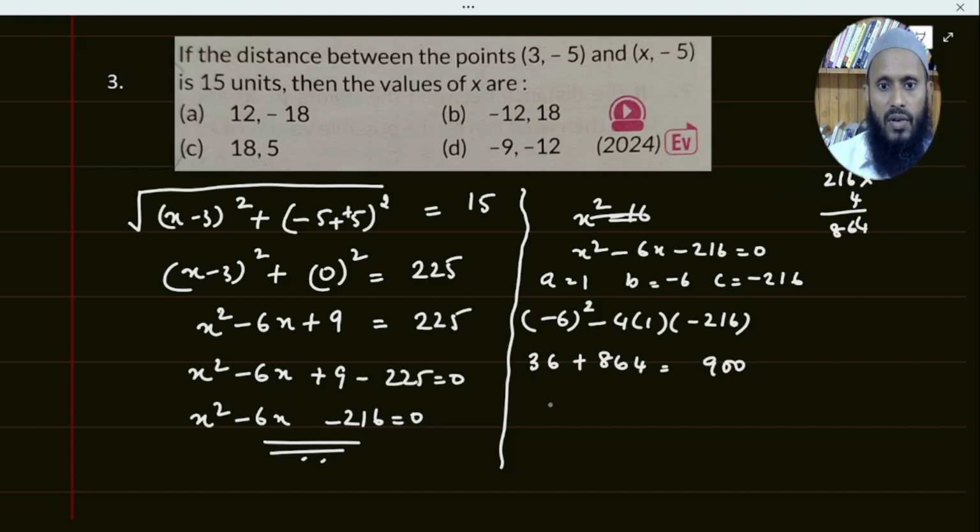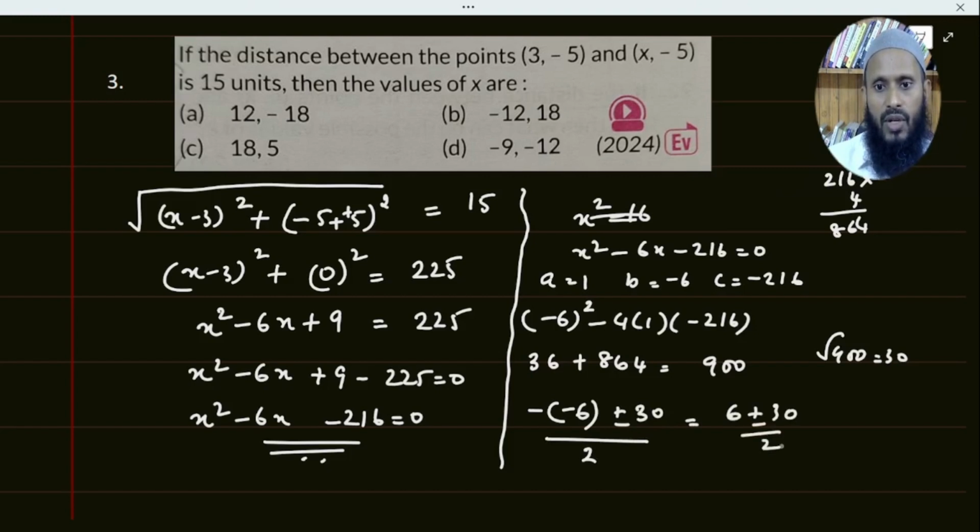So I'll write the solution using the quadratic formula: minus b plus or minus square root of b square minus 4ac, divided by 2a. b is minus 6, so minus of minus 6 plus or minus square root of 900, which is 30, divided by 2a, which is 2. Now this is equal to 6 plus or minus 30 by 2. This is equal to 36 by 2 or minus 24 by 2, which is equal to 18 comma minus 12. So these are the two values of our x. So the correct option will be option B, minus 12 comma 18. Okay, so move to the next question.